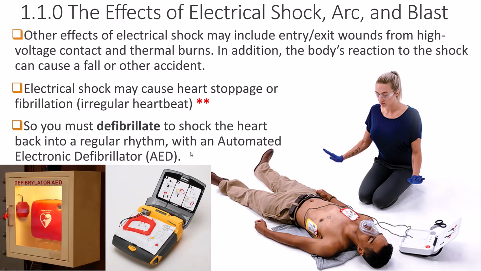Okay, so the effects of electrical shock and arc and blast, well, electrical shock may cause the heart stoppage or a fibrillation, an irregular heartbeat. So in order to shock the heart back into its proper rhythm, we defibrillate. So fibrillation is the irregular heartbeat. The defibrillation is where we shock the heart. And so these automatic electronic defibrillators, or AED devices, are a kind of a modern convenience now. You'll find in many, many buildings.